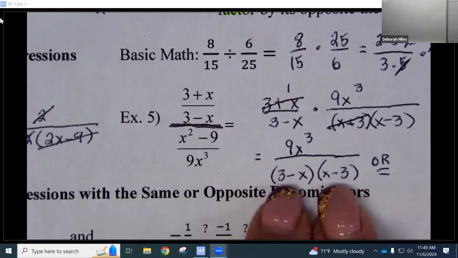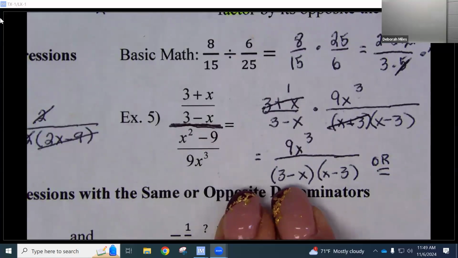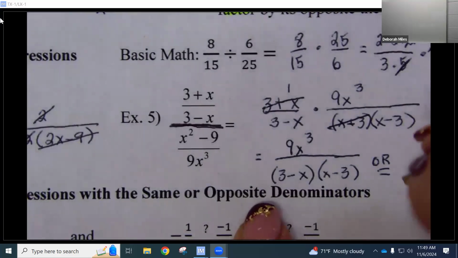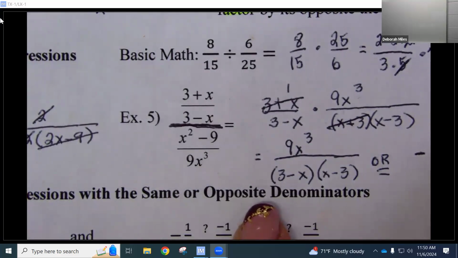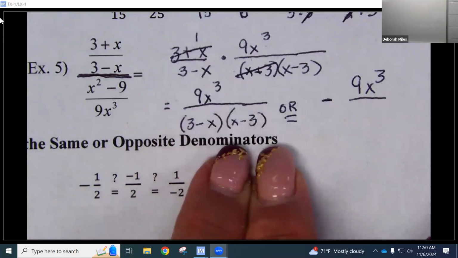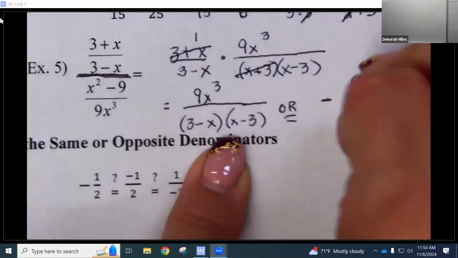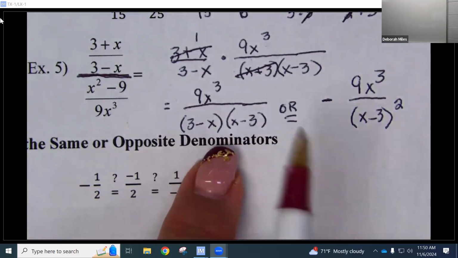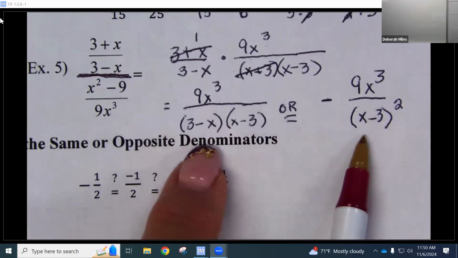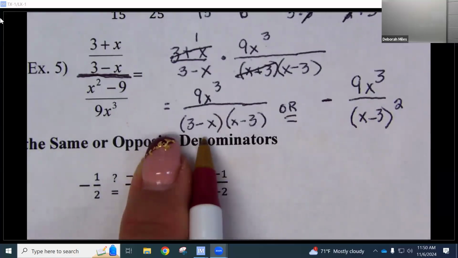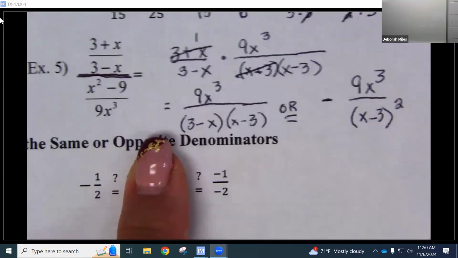Remember when I said 3 minus x and x minus 3 are opposites of each other? If you factor a negative 1 out of one, it becomes the other. If I factor out a negative 1 and just put it out in front of the fraction, then in the denominator, I'll have x minus 3 times x minus 3. And I can write that as x minus 3 squared. Now, anytime I say or, I'm saying either one of these answers is fine, but I want you to understand why this is the same thing as this. They factored out a negative 1 and just put it out front.